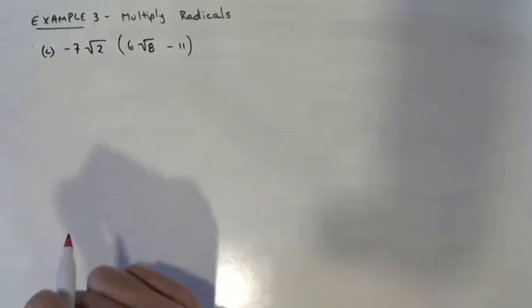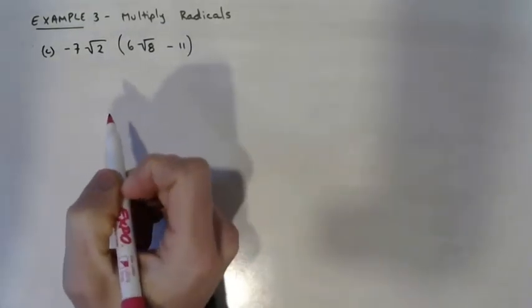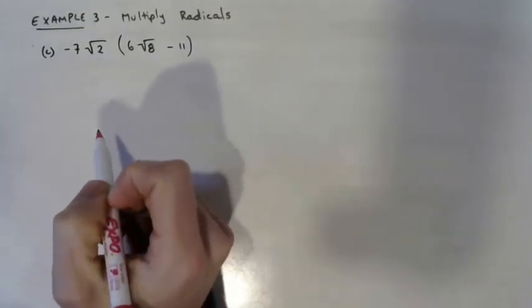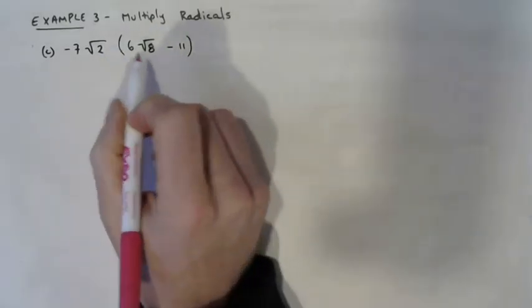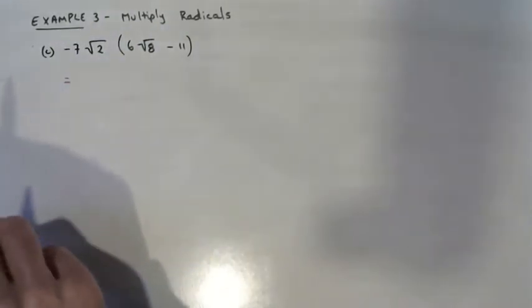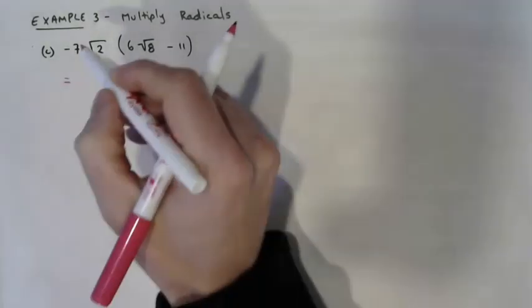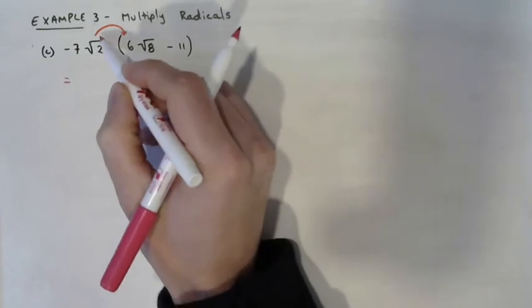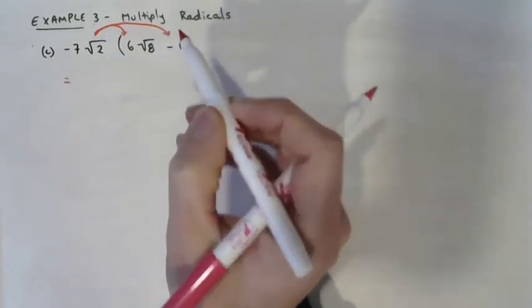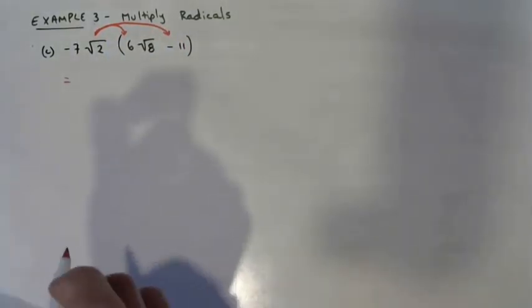But don't just sit there and wait for me to do it and then copy it down and think that you've learned something. That's not learning. Think ahead of me. Think of what we're going to be doing here. Right away, you should see, in this case, we're going to be using the distributive property. So I've got my outside monomial times the first term in the binomial and times the second term in the binomial. And let's see what that looks like.